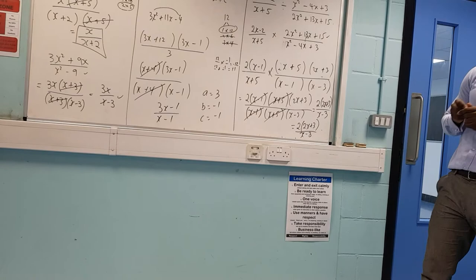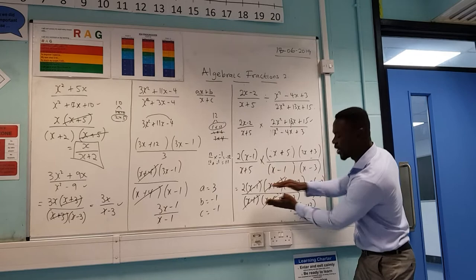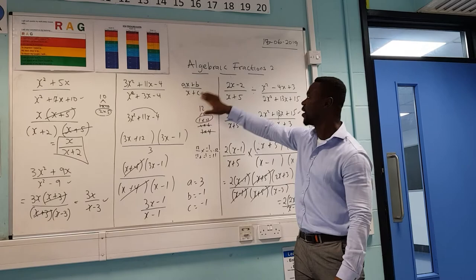Okay, so take your time. I could have cancelled straight from here, from there. But I just wanted you to see that when you are confused, you can rewrite them so you follow top, top, down, down, and cross them out. So this is a quick video on how to simplify algebraic fractions.